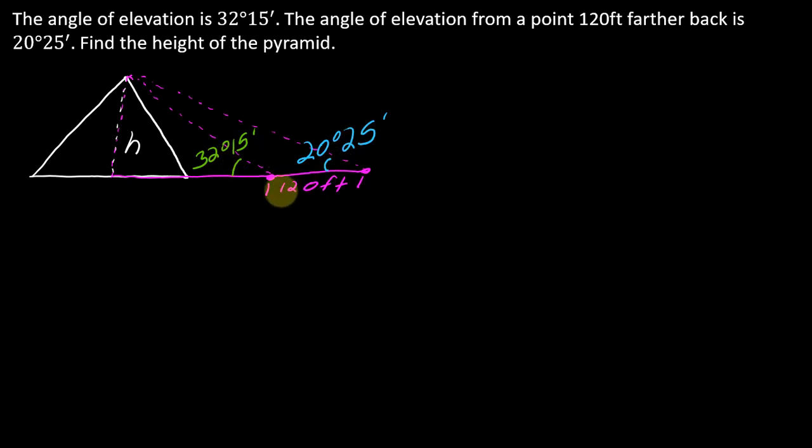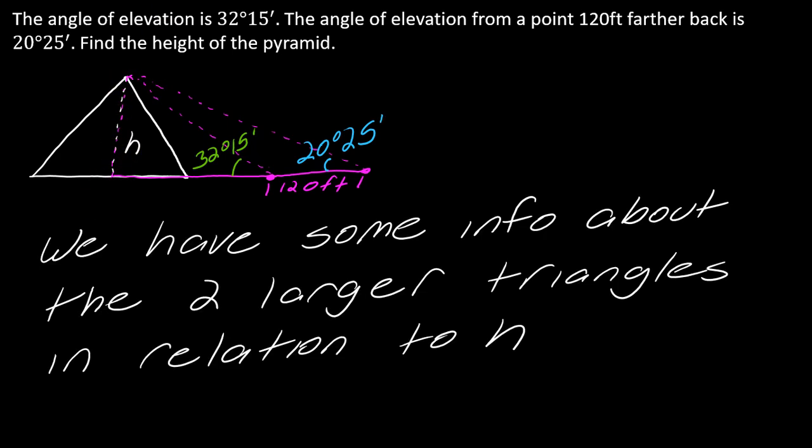I have this angle here. I know from here to here is 120 feet. And I want to find the height of the pyramid. So we have some info about these two larger triangles in relationship to H. So think of this triangle here. So see this triangle? So you've got the one formed here by this set of dotted lines. And then you have this bigger triangle coming out here, going all the way back to H and up. So this is very important that you recognize these two triangles.